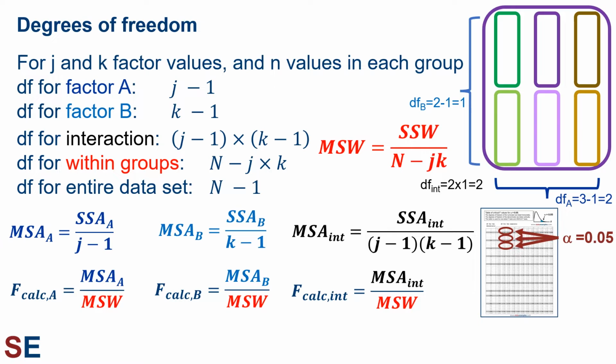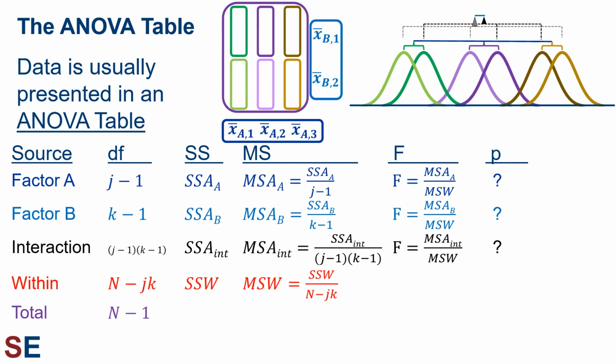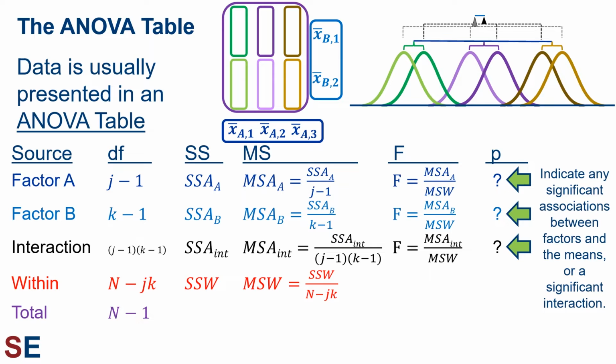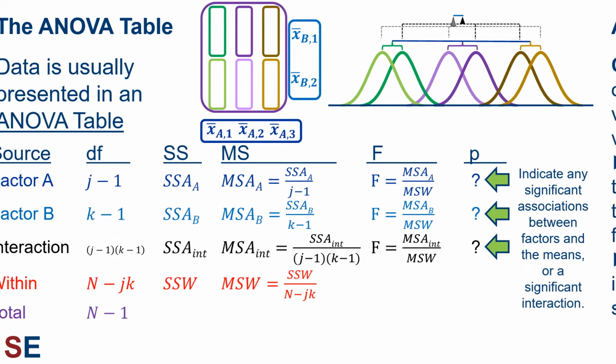The data from our calculations are usually presented in an ANOVA table, as shown, with columns for the degrees of freedom, sums of squares, mean sums, f-values, and p-values for the f-tests. The different sources of variation are in the rows. We indicate the p-value for each of our 3 f-tests, and these indicate any significant associations between factors in the means or significant interaction. Note that this table shows the sums of squares values, but since you can figure that out from the mean sums and degrees of freedom, this column is often omitted when these tables are published. We have just one more thing to do.